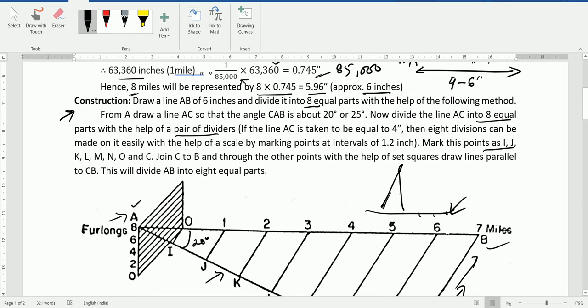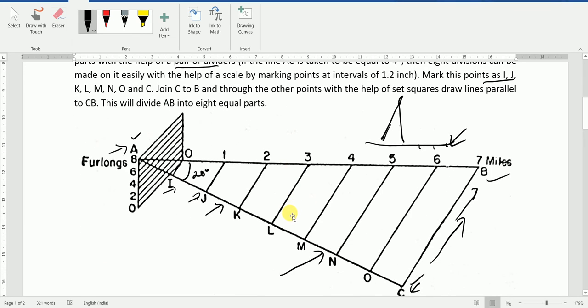And through the other points, see, other points are here. Okay, these are the other points I, J. Through the other points, with the help of this set square, draw lines parallel to CV, and this will divide AB into 8 equal parts.